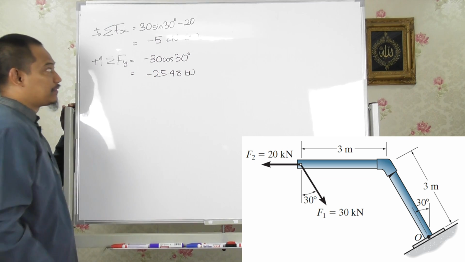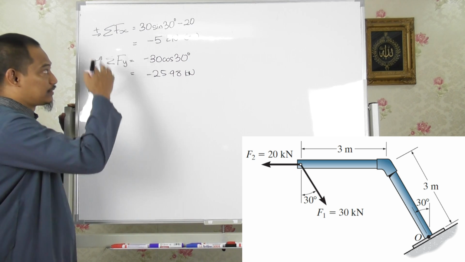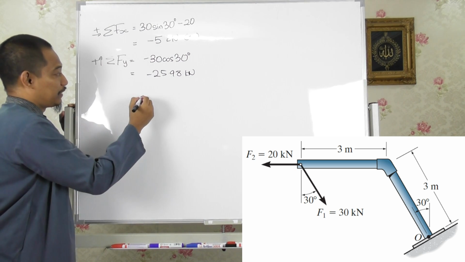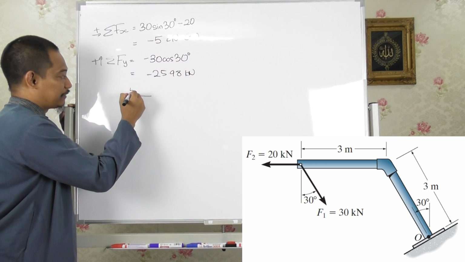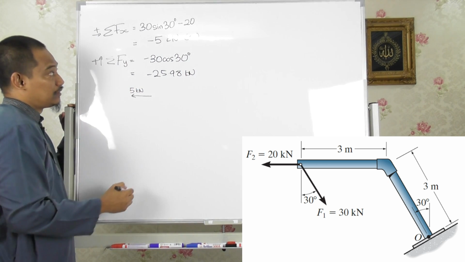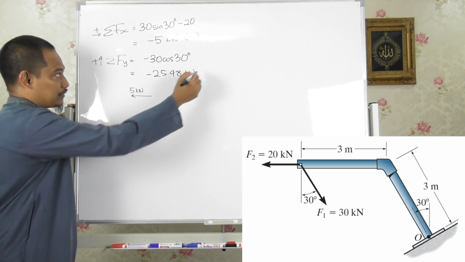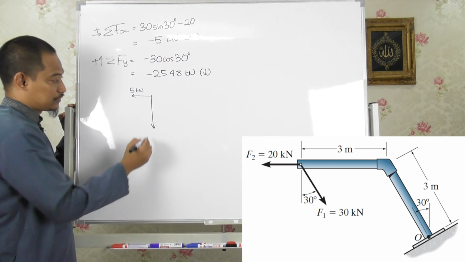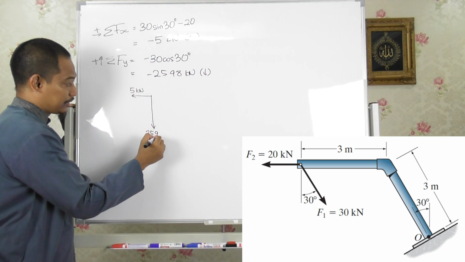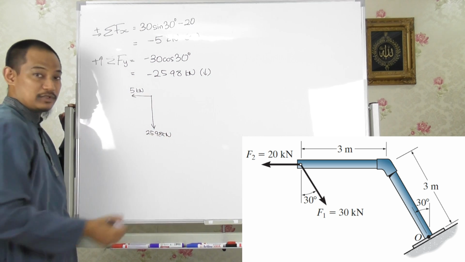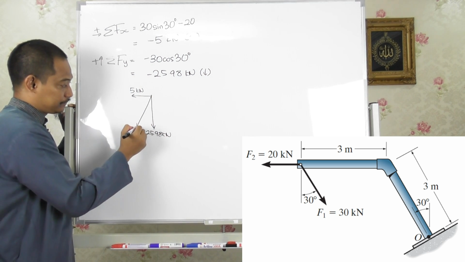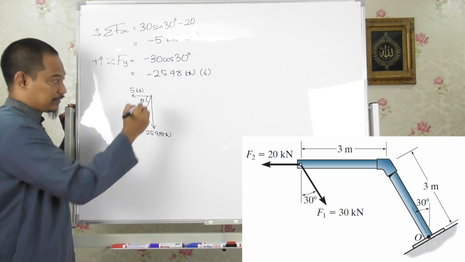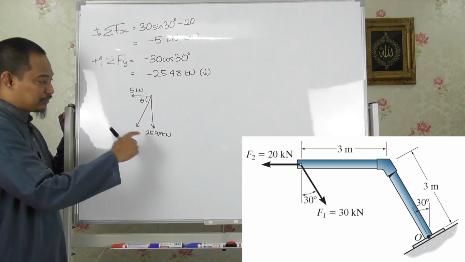kilonewton. So what this means is the resultant has an X component to the left of 5 kilonewton, and has a component of force downwards of 25.98 kilonewton, because this is downward. So the resultant will be here, and the angle there. If you calculate this, you will get the resultant.